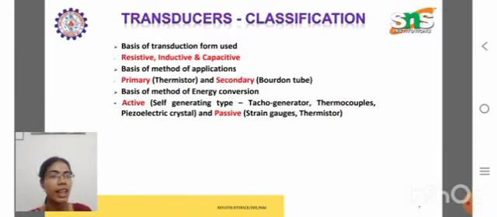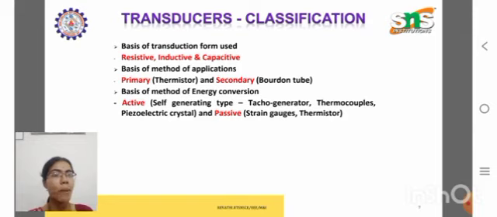The next slide is about the classification of transducers. The transducers are classified based on the basic transducer form used: resistive, inductive and capacitive. There are three main types of transducers. One is resistive transducer, another one is inductive transducer and another one is capacitive transducer.